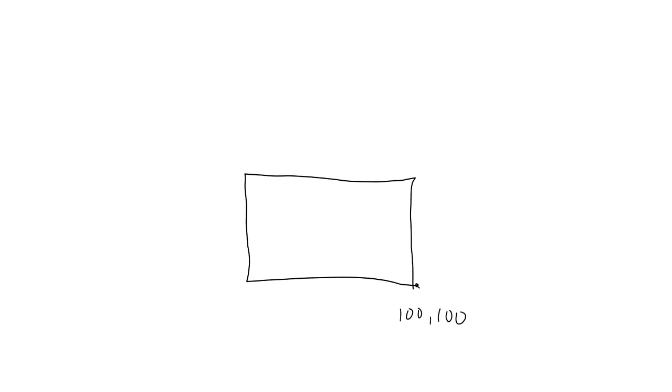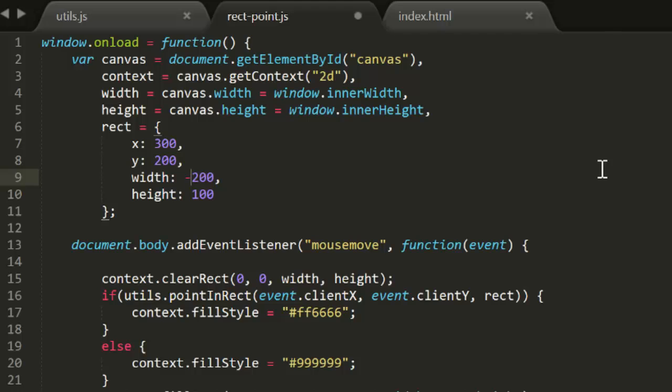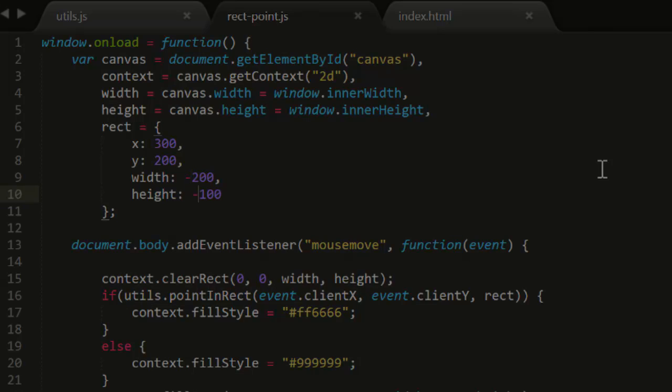But let's look at a special case here. Here we have an xy of 100, 100, and the rectangle goes this way with a width of -20 and a height of -10. In this case, if I have a point here, the point is obviously in the rectangle, but it's going to fail the test since its x is less than rect_x and its y is less than rect_y. So we can go back to our code and change these width and height values to negative and see that, yes, this is broken.